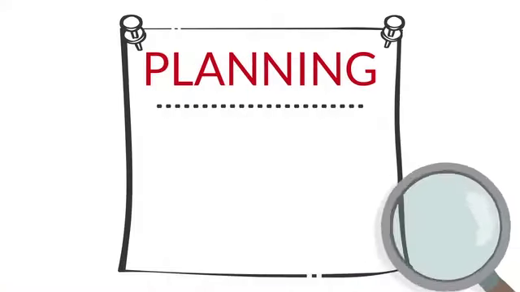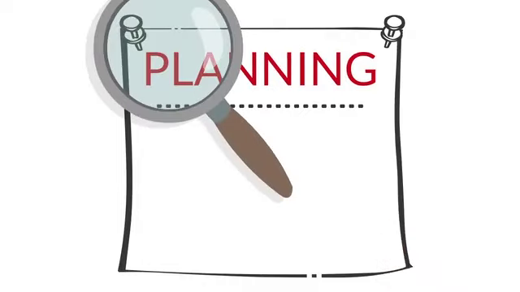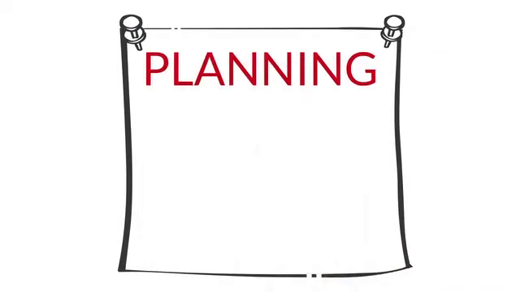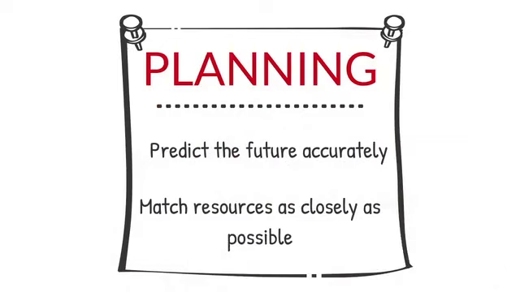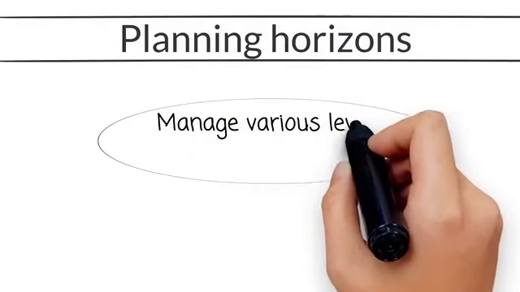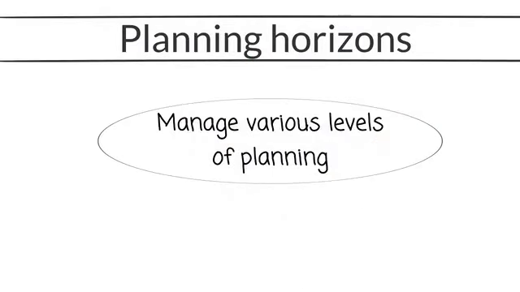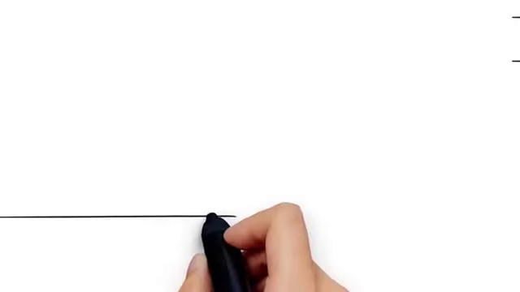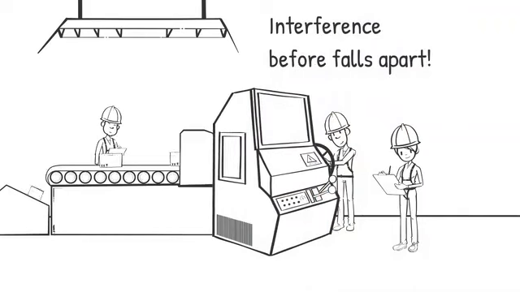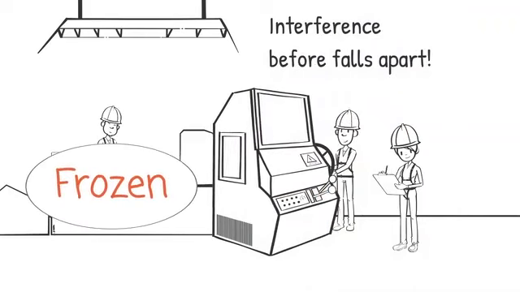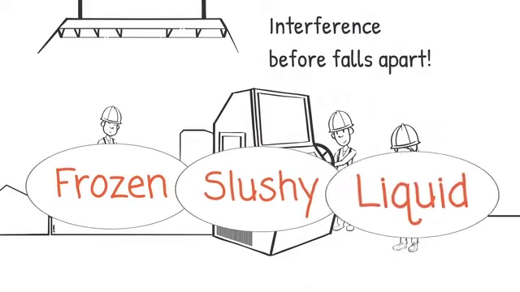With all this in mind, focus is needed on planning. One objective of planning is to predict the future as accurately as possible, to match resources as closely as possible. And planning horizons are used to manage the various levels of planning. Another view to the planning process is the amount of interference that a production schedule can accommodate without it falling apart. These time fences are referred to in terms of the frozen period, the slushy period, and the liquid period.